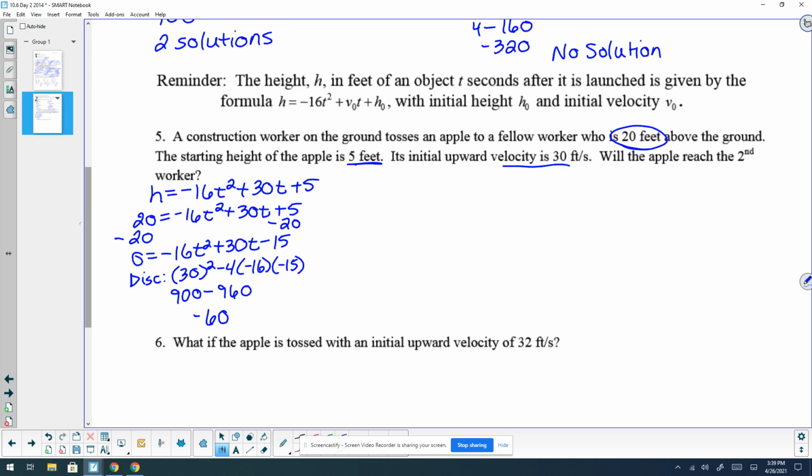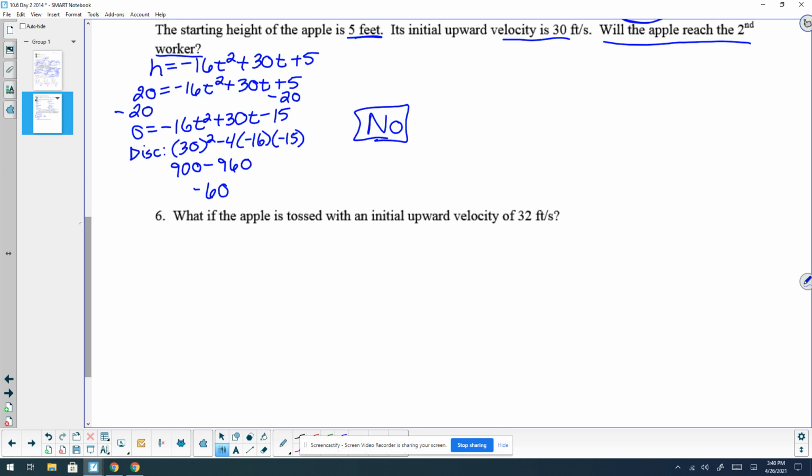So it asks the question, will the apple reach the second worker? The answer to that question would be no, because my discriminant is negative. It never did reach that. I don't have a solution to that problem. Then it says, what if the apple is tossed with an initial upward velocity of 32 feet per second?